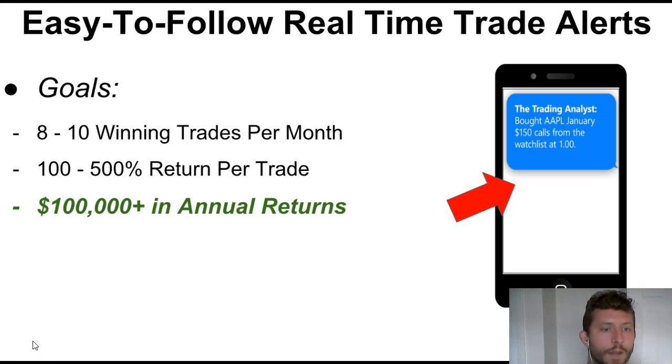So the next goal here is 100% to 500% returns per trade, and if that seems high, it's because we trade options, and not only we trade options, but we trade options very well, and that's how we're able to achieve returns of 100% to 500% consistently, week in and week out.